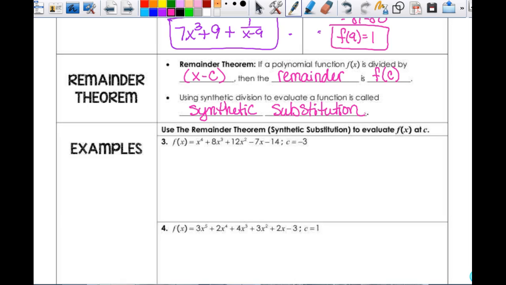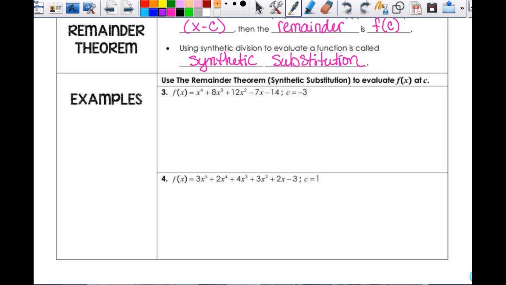So this says, use the remainder theorem, which is synthetic substitution, to evaluate f of x at c. So they give us c here. Now, we're not dividing by a binomial. When you do that, you have to change the sign because it's x minus c. If they give you c, it is what it is. So since I want f of negative 3, that is what gets divided in here, because basically that is the solution. And then I would have a 1 and an 8 and a 12 and a negative 7 and negative 14.